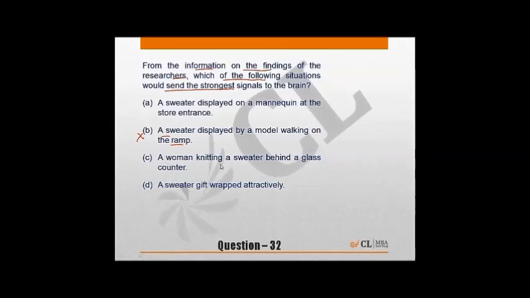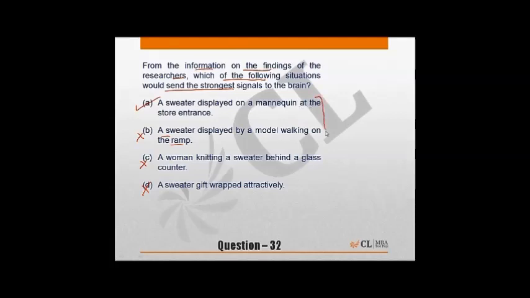Choice C, a woman knitting a sweater behind a glass counter. Not really. There is no decision to purchase because the product is not there. So C cannot be the answer. D, a sweater gift wrapped attractively. If it is gift wrapped, I can see only the wrapping, I don't see the product. Hence D cannot be the answer. So among the choices, choice A is the answer.